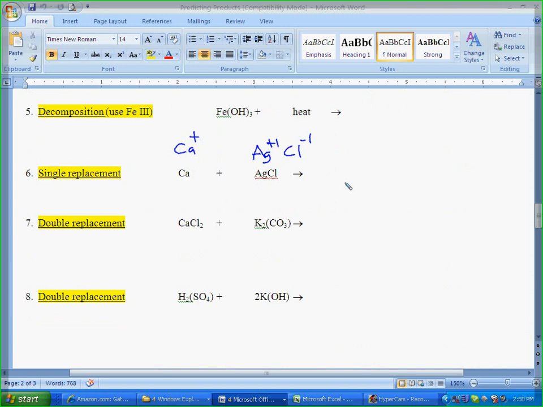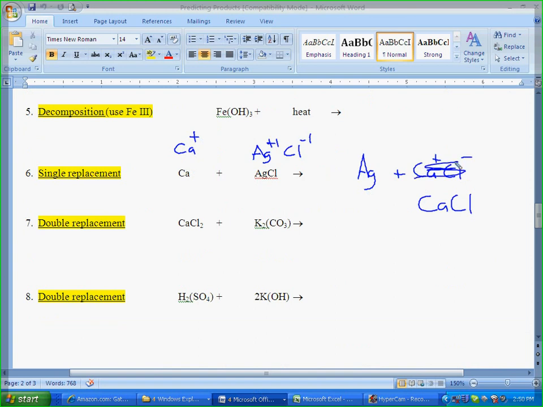So what's Ca going with? What's the only thing it could go with? Cl. Absolutely. So your answer over here is Ag plus, Ca plus, Cl minus. And then you do the crisscross method, and that gives you CaCl. Okay, so that kind of gets rid of that.